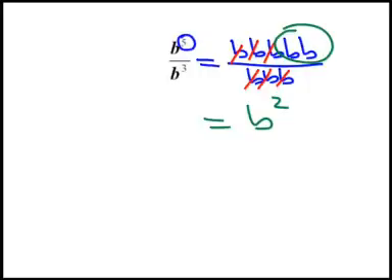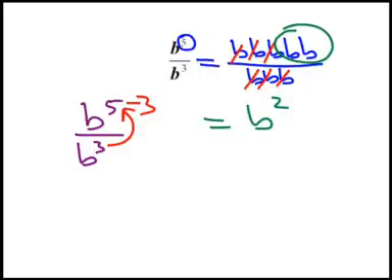Making use of the laws of exponents, we can then say b to the power of 5 divided by b to the power of 3 means we take that 3 upwards and subtract it, which then gives us b to the power of 5 minus 3 is b to the power of 2, which is exactly the same there. So either way you get the same answer.